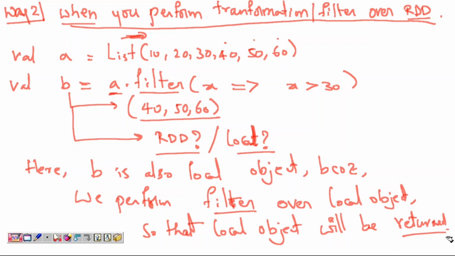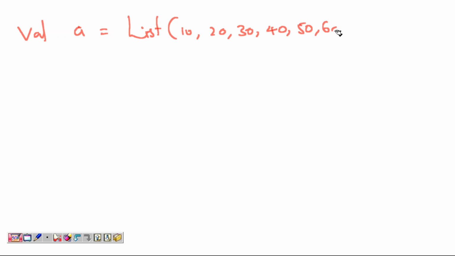Okay, to make you understand clearly, one more rough example I am taking. Now this time I am expecting a right answer from you. Val a is equal to a list of some values I am taking: 40, 50, 60.